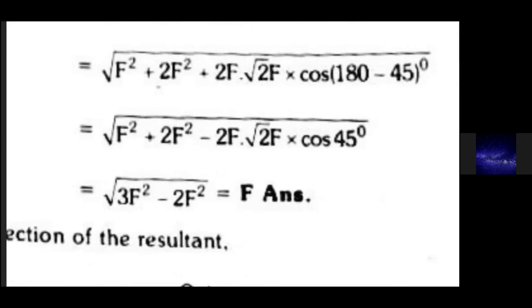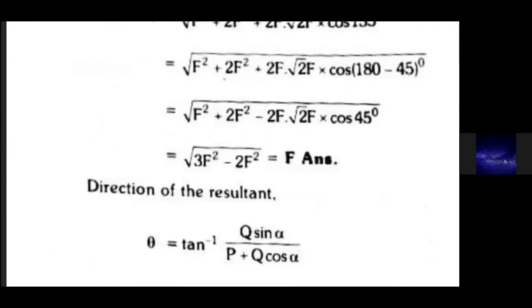So finally, under root, F square plus 2F square, that is 3F square, minus 2F square, we get under root F square. Finally, we get F value. So the magnitude of the resultant force is F itself.